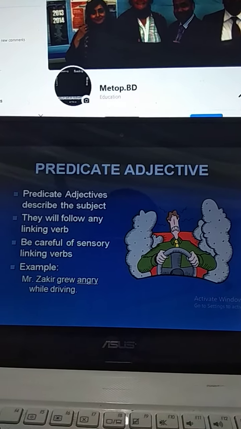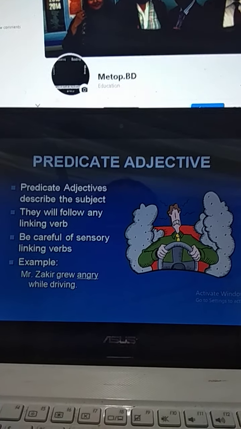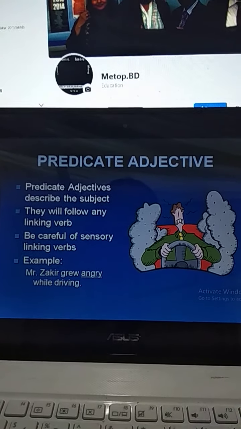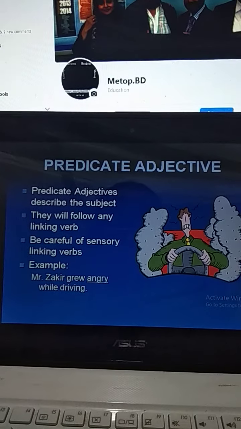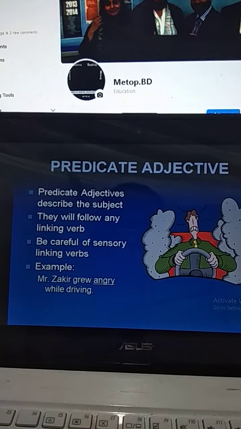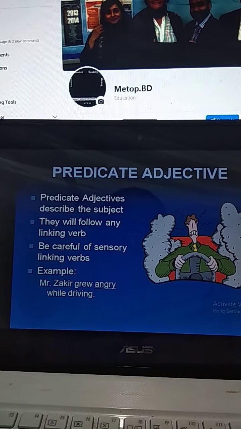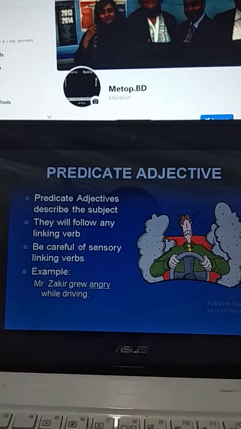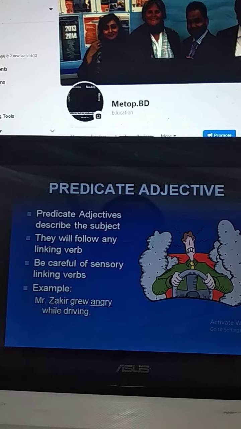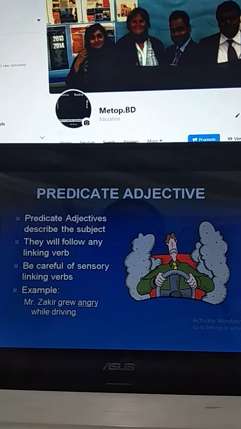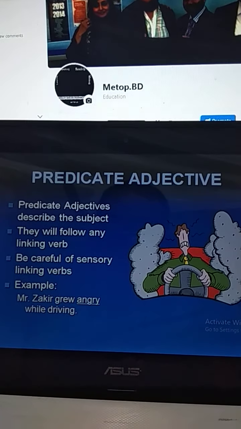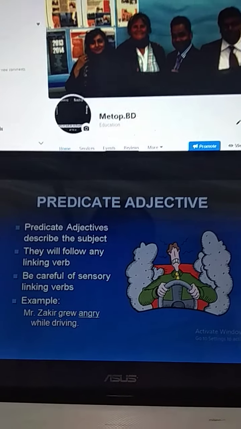Predicate adjective. Predicate adjectives describe the subject. They will follow any linking verb. Be careful of sensory linking verbs. For example, Mr. Zakir grew angry while driving. It's "grew," not "grew." Usually we pronounce it wrongly. The correct pronunciation is "grew." Grow, grew, grown. Mr. Zakir grew angry while driving.